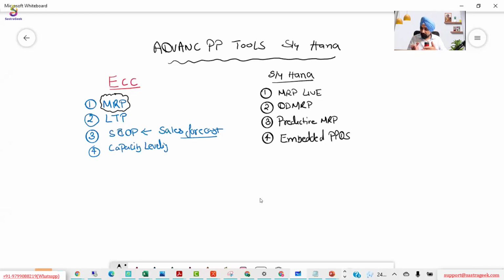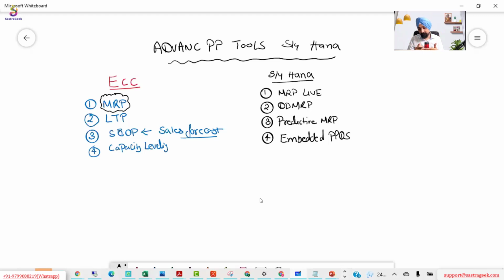It does not mean that with S/4HANA also, you would be able to do all of the things. All of the complex production planning scenarios will not necessarily be met by S/4HANA. That is also not mandatory. There will be a lot of scenarios which even SAP S/4HANA will not be able to meet. For that, we have another thing.